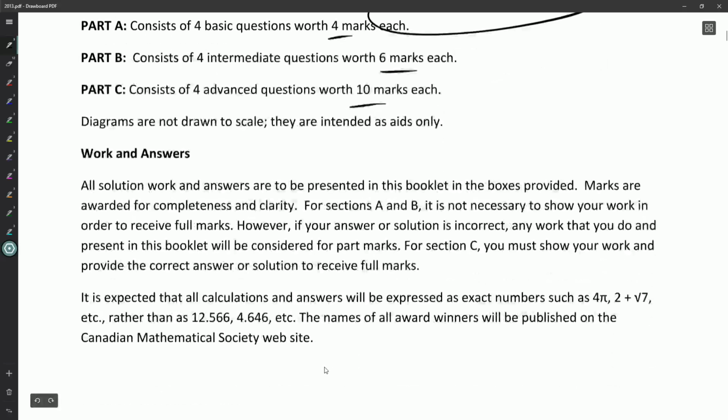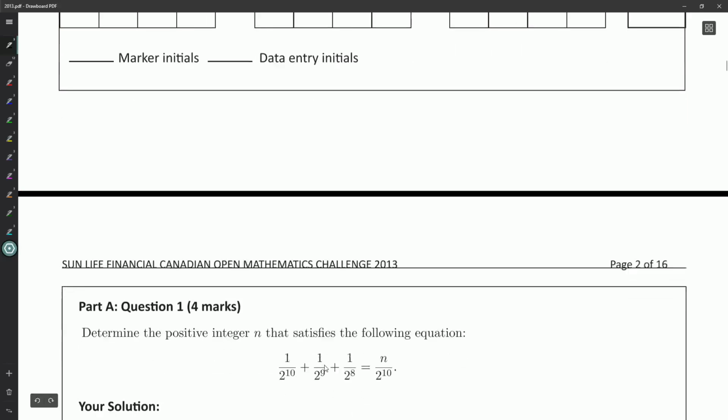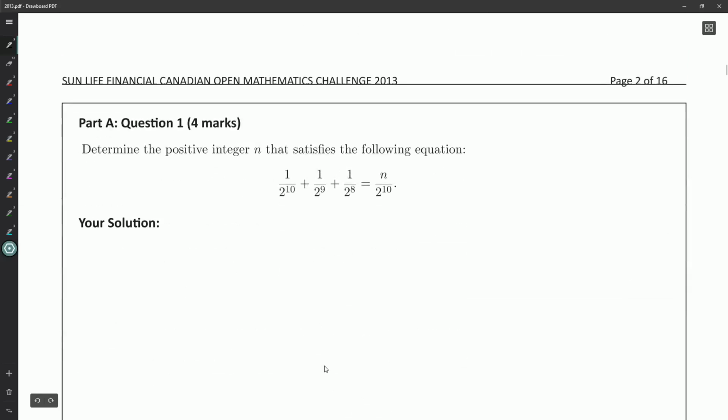So as I say, I'll let you read the rest of the instructions as to how much information to give. The last 4 questions in particular, the C-part questions, do need full solutions. So we'll be careful as we write things down there. But in this video, we're just going to take care of the first question, A1. So what have we got? A1. Determine the positive integer n that satisfies the following equation. So 1 over 2 to the 10 plus 1 over 2 to the 9 plus 1 over 2 to the 8 is equal to n over 2 to the 10.